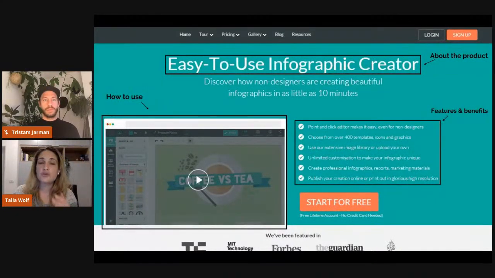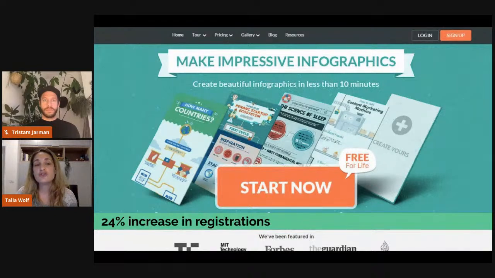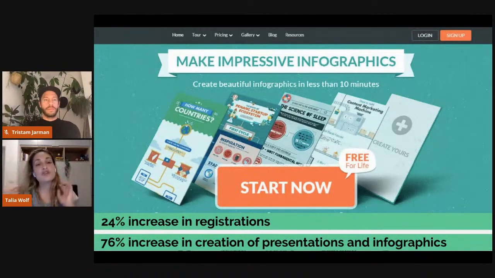But when we did our research and we changed it and we moved from being product-centered to customer-centered, we created this. Make impressive infographics. So it's about their end result. It was about addressing their specific issues. Create beautiful infographics in less than 10 minutes, showing them the outcome. All of this was able to actually drive 24% increase in registrations and 76% increase in creation of presentations and infographics.